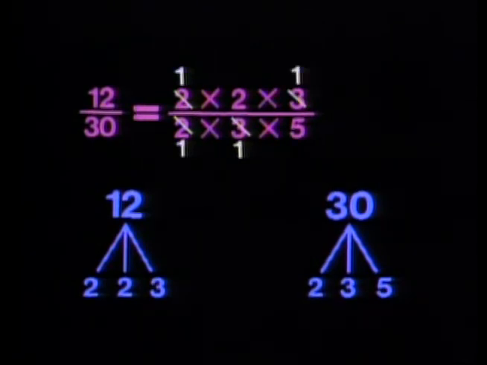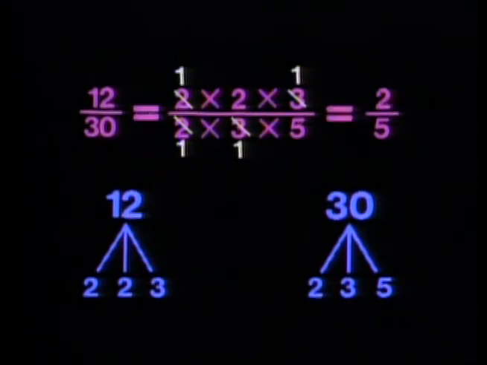We're down to 2/5, and there are no more common factors, so we're done. We have reduced the fraction to lowest terms. Let's reduce 20/42 by the same method.